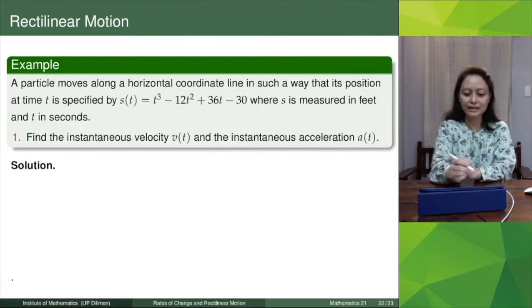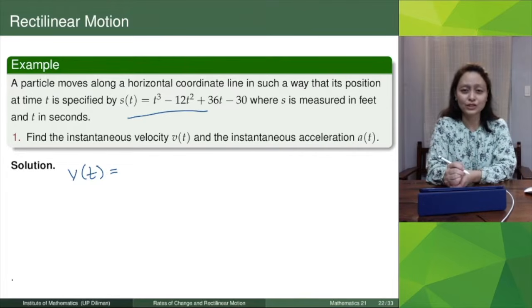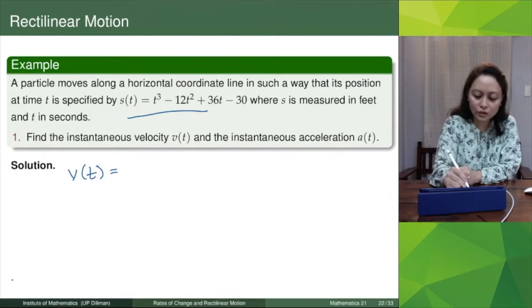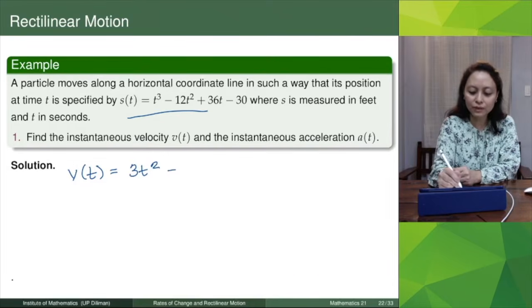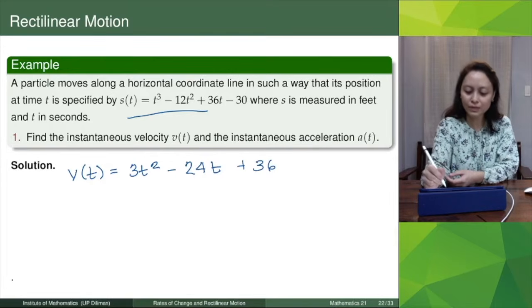Okay, dali lang yan. We know that the instantaneous velocity, v of t, is just the derivative of your position function. Okay, so kunin lang natin ang derivative ng s of t. Derivative of t cubed is 3t squared minus derivative of 12t squared is 12 times 2, so 24t plus 36. Okay, so that's our velocity function. Ano yung units nito if you want to write? So s is in feet and t is in seconds, so your velocity is in feet per second.